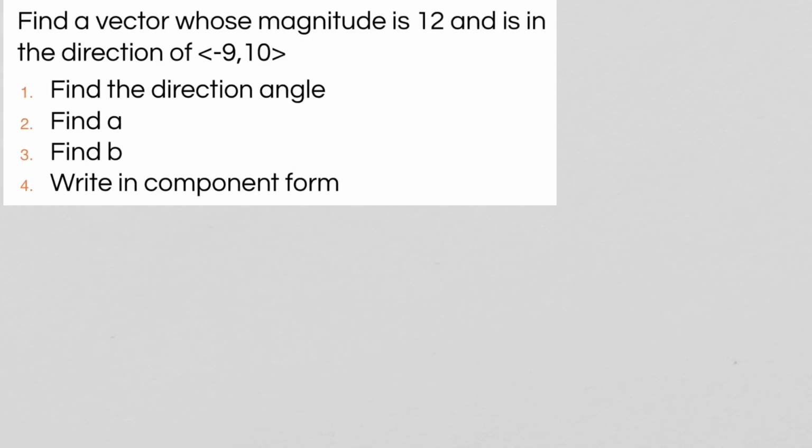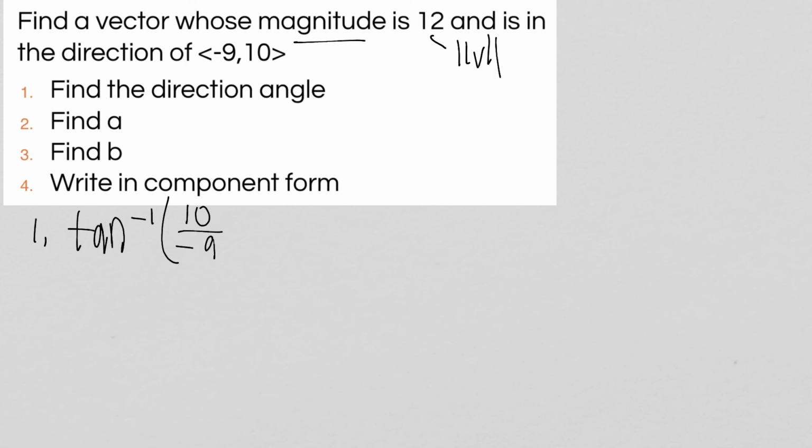All right, let's try another one. Find a vector whose magnitude is 12, and is in the direction of negative 9, 10. So the direction angle, number 1, tangent to the negative 1 of B over A. B is 10, A is negative 9. Again, plug it in the calculator. It comes out to negative 48 degrees.